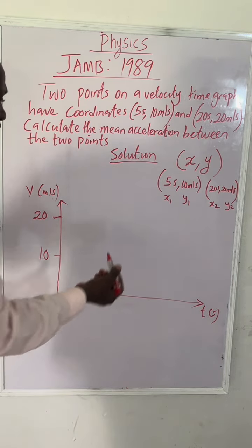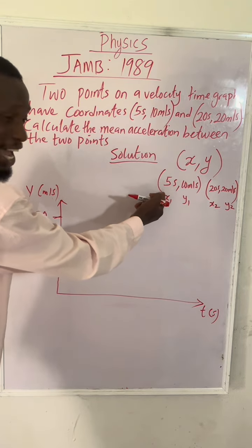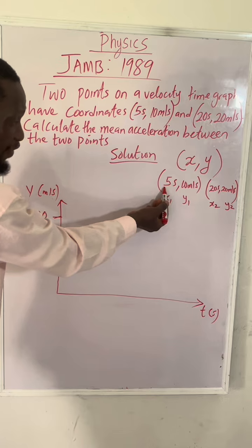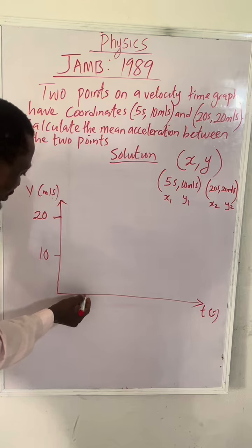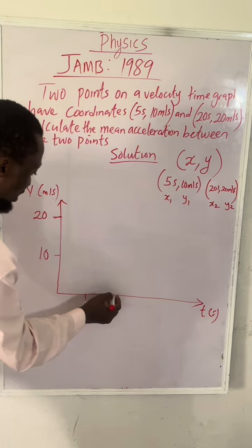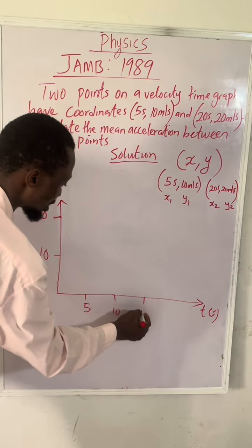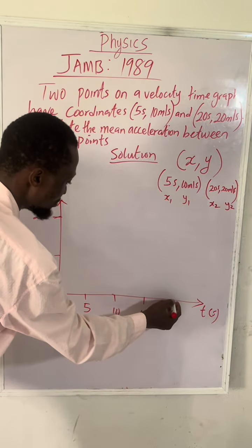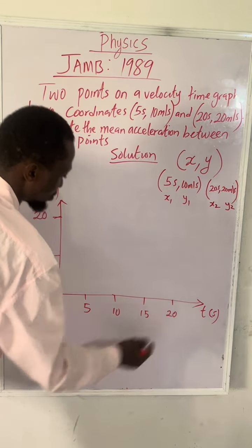Now, the next thing is that for my time, I'm going to see if I have 5 seconds here and the highest time is 20 seconds. So I can easily say, okay, let this be 5 seconds like this. Let this be 10 seconds like this. Let this be 15 seconds like this. And let this be what? Let this be 20 seconds like this.